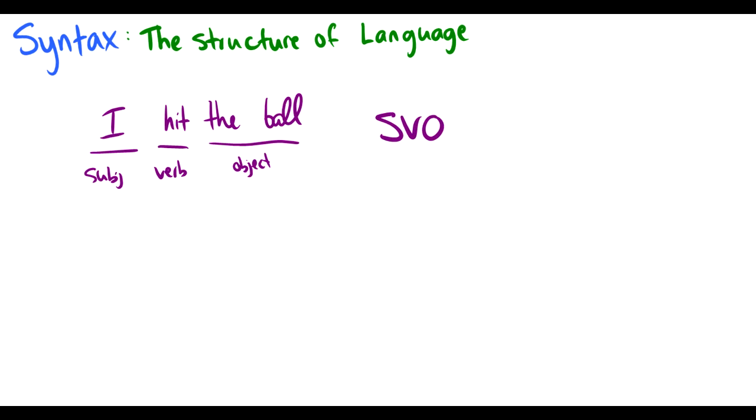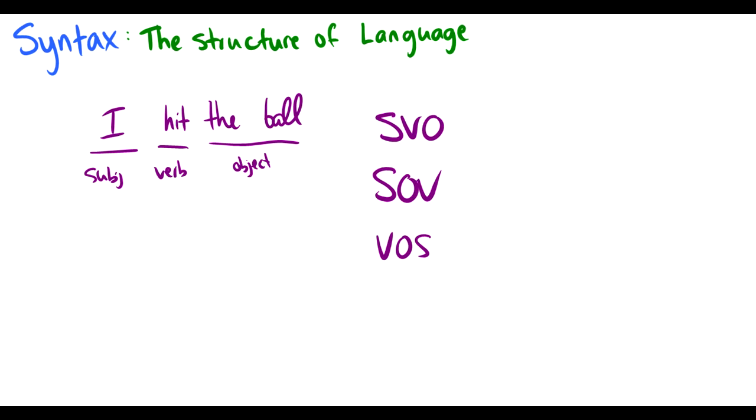Now, all of these other different permutations of subject, verb, and object actually exist in other languages. For instance, as you'll see in the first introductory syntax video, Japanese is subject, object, verb. There are other languages where the verb comes first, and then an object, subject, and so on.